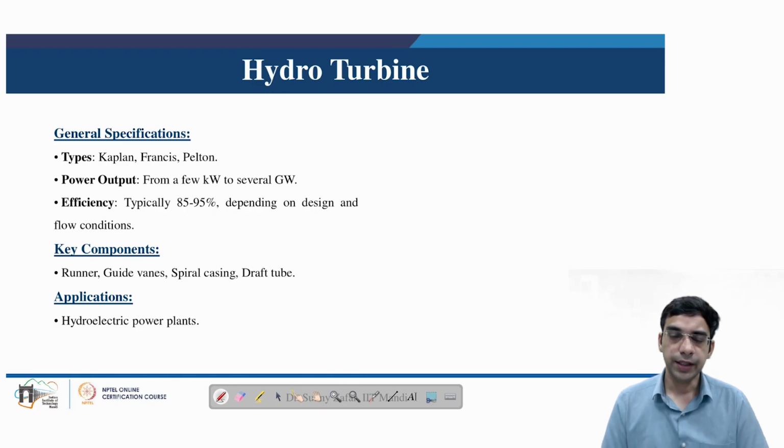Next, we look at the hydro turbine. Hydro turbines, as we have discussed earlier, are one of the renewable sources of energy, that is, the kinetic energy of flowing water is utilized here. And hydro turbines come in two types, based either on the impulse action or the reaction action of the flowing water.